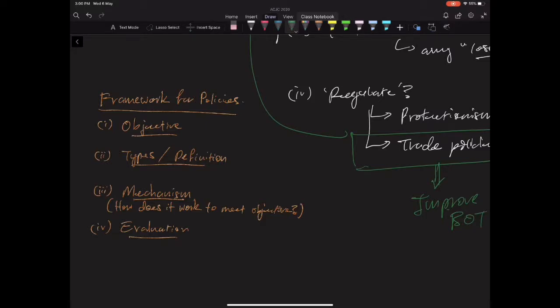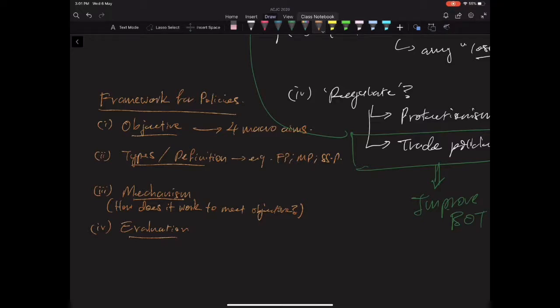Okay, so for all kinds of policies you see in econs, this is a general framework, be it for micro policies, macro policies, macro for domestic aims or for external aims. Any policy will follow this framework. So the first thing you want to ask yourself is, what is the objective of the policy? In the case of macro, usually the objective is one of the 4 macro aims. And then what are some of the types of policies that can achieve this? So you have learned, for example, fiscal policy, monetary policy, supply side policy, and now you've learned protectionism, which is a type of trade policy.